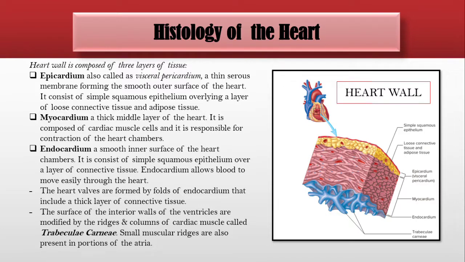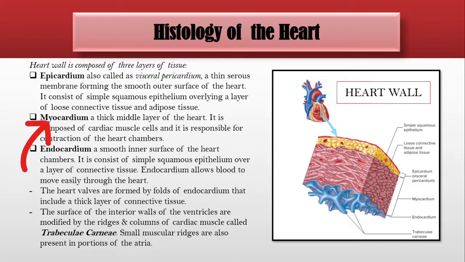So our heart wall is composed of 3 layers of tissue. First is the epicardium, also called the visceral pericardium. It is a thin serous membrane forming the smooth outer surface of the heart. Epicardium consists of a simple squamous epithelium overlying a layer of loose connective tissue and adipose tissue.